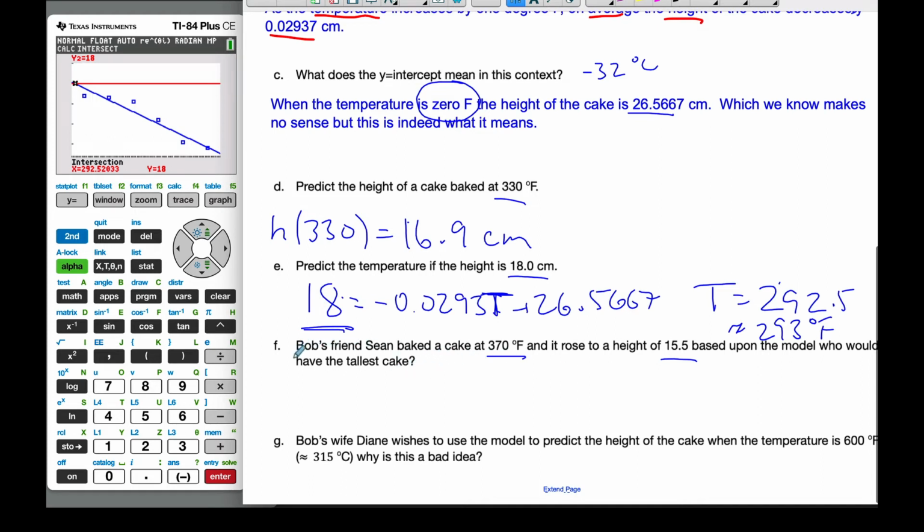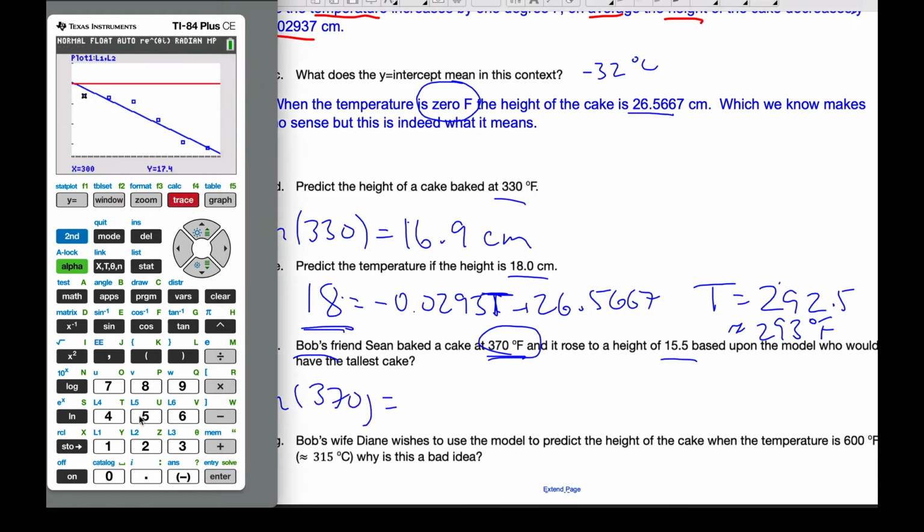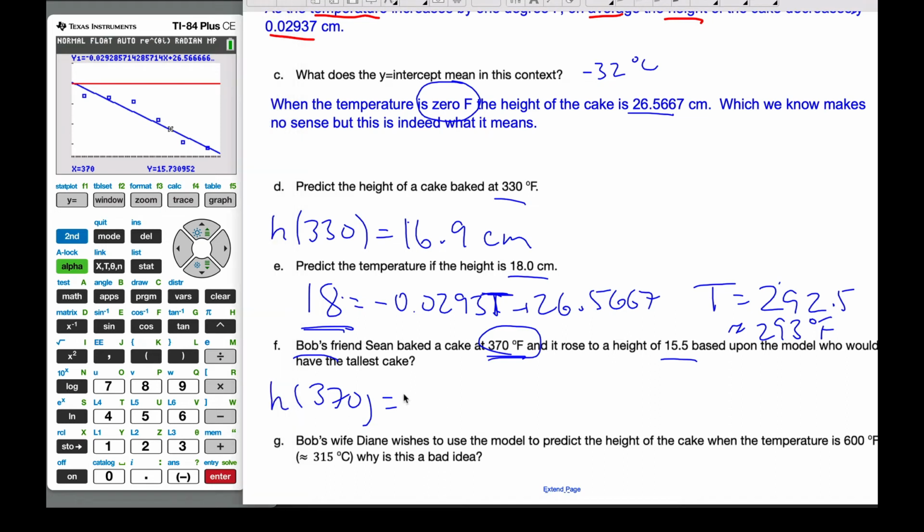Well, let's see what the model will give at 370. So I want to find h at 370. Again, I'm going to go to my calculator and trace at 370. My model says the height is 15.731 to 3 decimal places. So who will have the tallest cake? Well, Bob will.